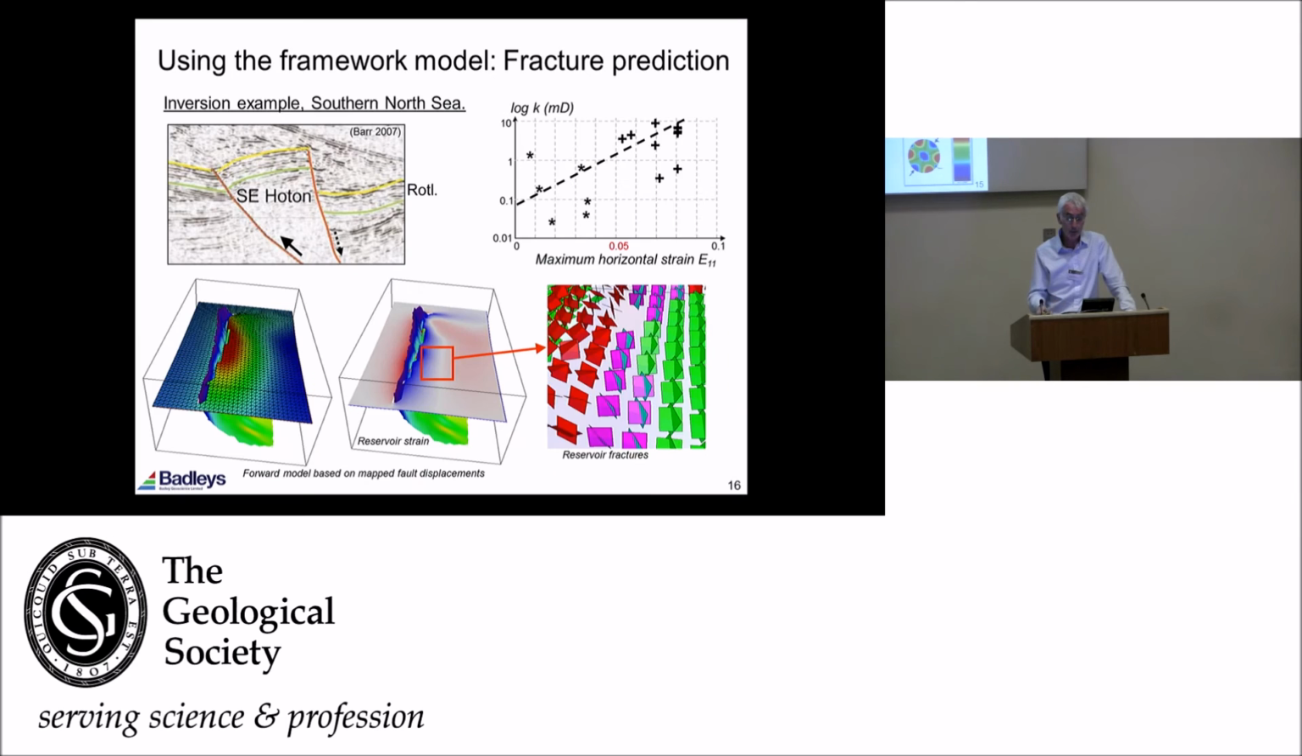hydraulic conductivity. So this kind of approach can be particularly useful, for example, in tight reservoirs in the southern North Sea. Here's an example of Southeast Hotton, which is an inversion structure over this footwall shortcut. So that kind of movement produces uplift of the reservoir, gives us a reservoir strain map and a fracture pattern, and the fracturing corresponds in a gross sense with the permeability seen in the wells.